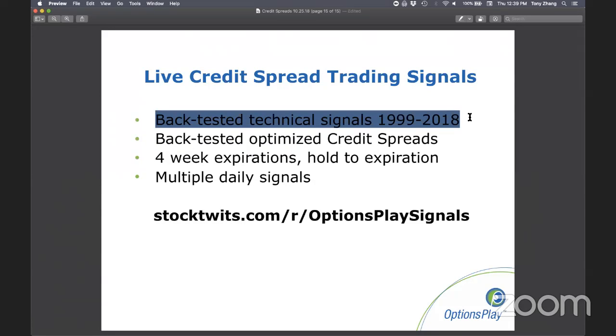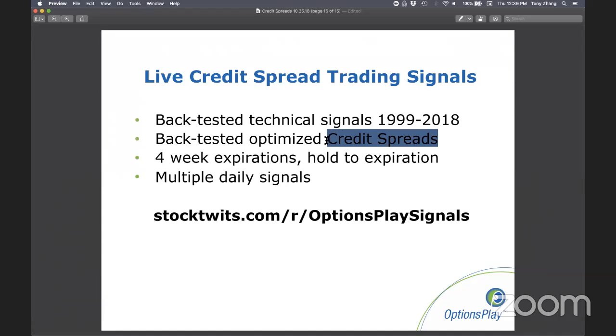We've back-tested these from 1999 to 2018. We tested these technical signals on credit spreads. So based on those signals, we optimized the credit spreads. And based on that optimization, we really found that golden ratio of collecting 1/3 of the width is really the spread that gives us the highest return from 1999 to 2018.